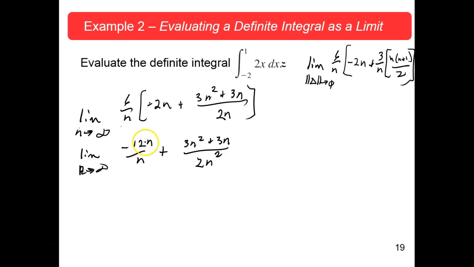Now, before we take the limit, notice that these n's go out, and let's rewrite this as the limit as n goes to infinity of minus 12. That's just there. The n's disappeared. And let's split this one plus 3n squared over 2n squared plus 3n over 2n squared. What I did is just break this up into two fractions. Now, here the n squareds go away, and here one of the n's goes away. Only one.